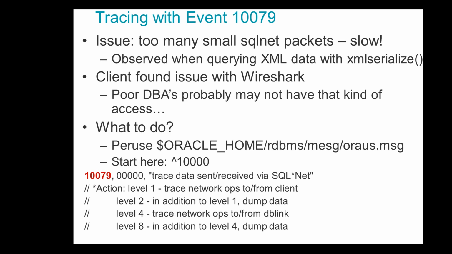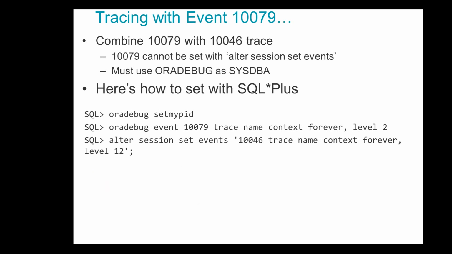You can set that event with different levels, showing different types of data being sent, sources and destinations. To make use of this, I found it was necessary to combine the 10079 with the 10046 trace. I found trying to set 10079 via alter session set events did not work. And it didn't work by itself used with oradebug. So what was necessary was to enable 10079 and then start 10046 tracing. And then I could get the sqlnet output.